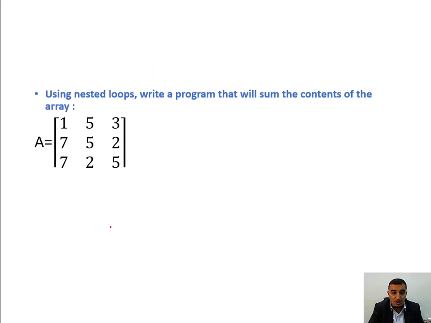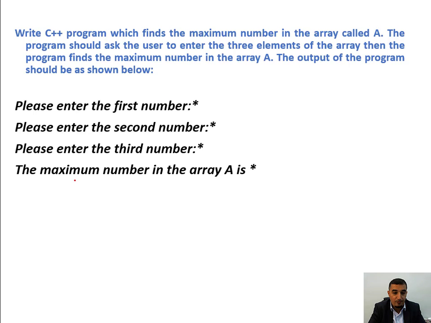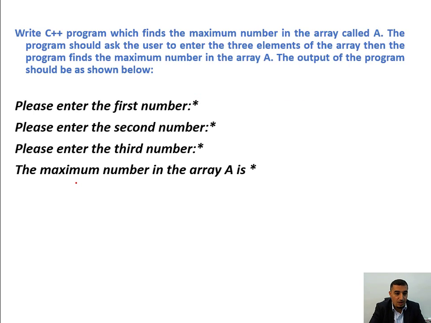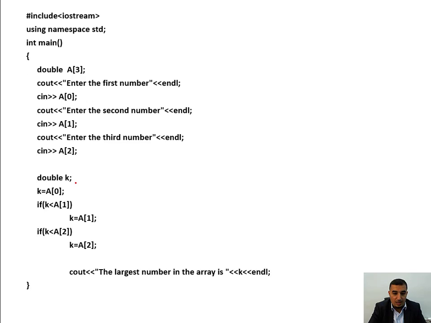Write a program that will sum the contents of this array. So over here we need to start from 0, 0 and go through i and j. We are going to discuss all of this inside the class. Write a program which finds the maximum number of an array called A. The program should ask the user to enter the 3 elements of the array, then find the maximum number. The output of the program is shown as below.